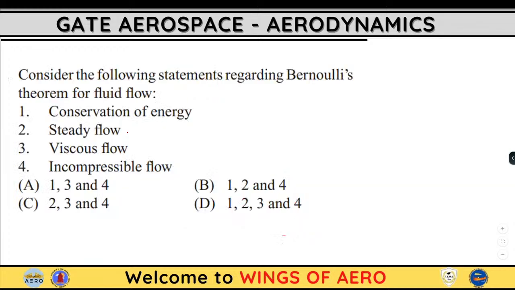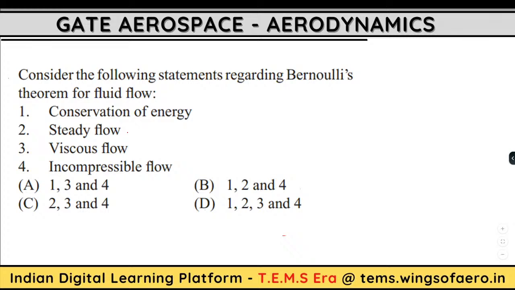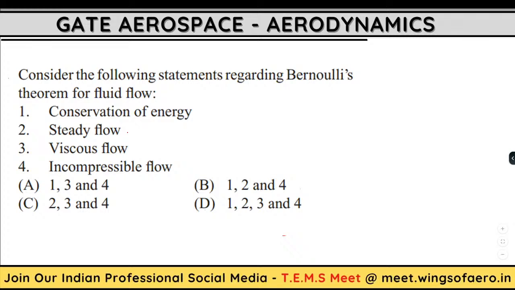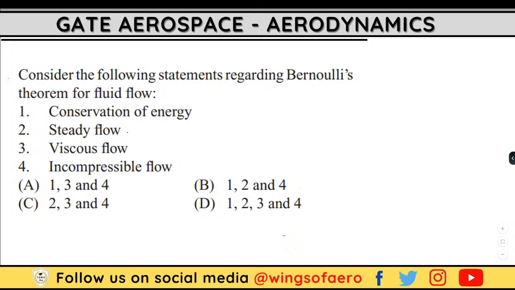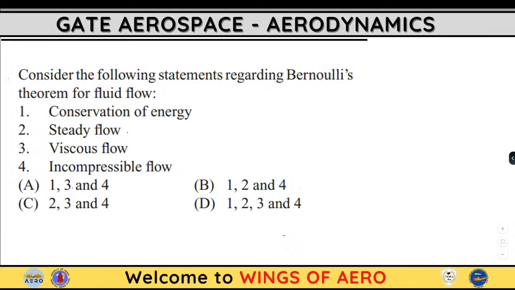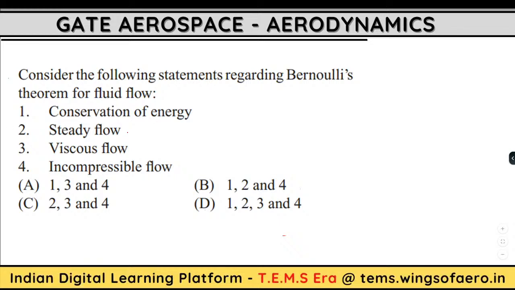Now here comes one question. Consider the following statements regarding Bernoulli's theorem for fluid flow. The first one they have given is conservation of energy. Second, it is a steady flow. Third is a viscous flow. And the fourth one is the incompressible flow. They have given some options, A, B, C, D, and asked which of the following represents the correct option.